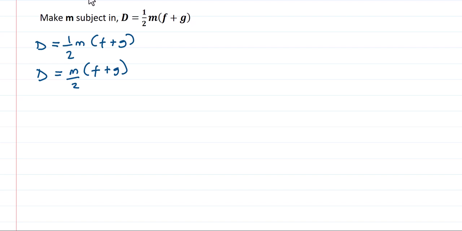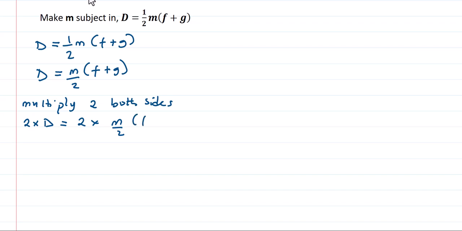So let's cross multiply or multiply 2 to both sides. And if you cross multiply, it's the same thing. But let's multiply 2 to both sides. We now have 2 times d is equal to 2 times m over 2, brackets f plus g.